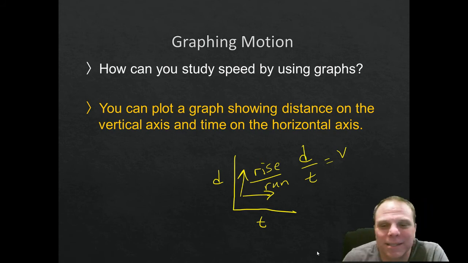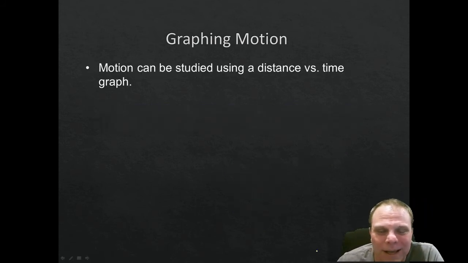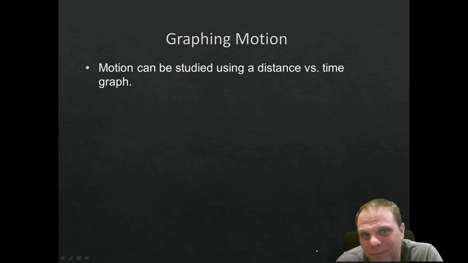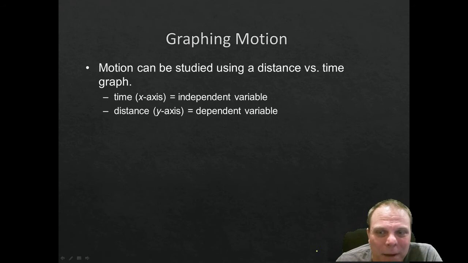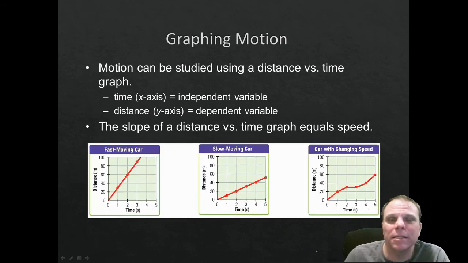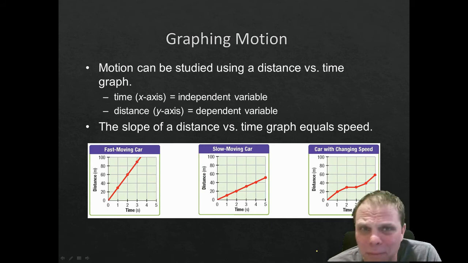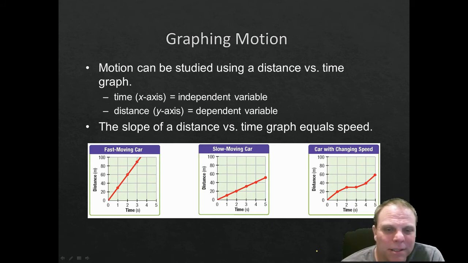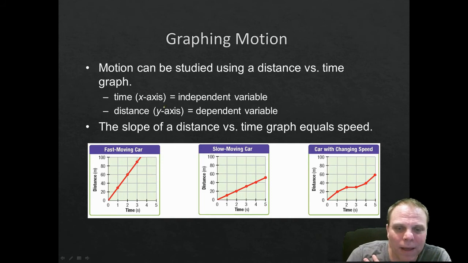It's so much fun to see this translate from the graph to real world and back and forth from the real world to the graph. Okay, so time is the independent variable. That's the x-axis. Distance is the dependent variable on the y-axis. And the slope is going to equal speed. Now let's look at these three graphs and let's just kind of talk about the motion that we might have here. You can see that a fast moving car might have a steeper slope.